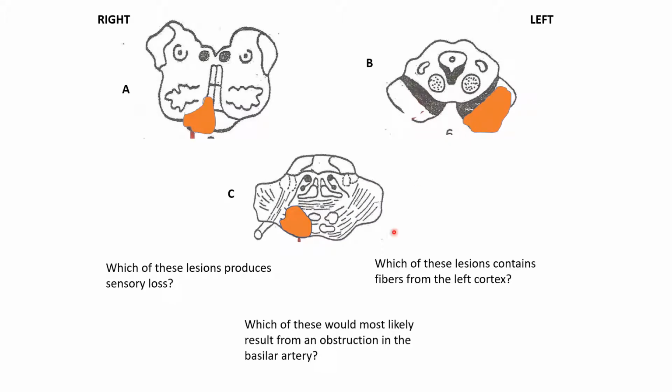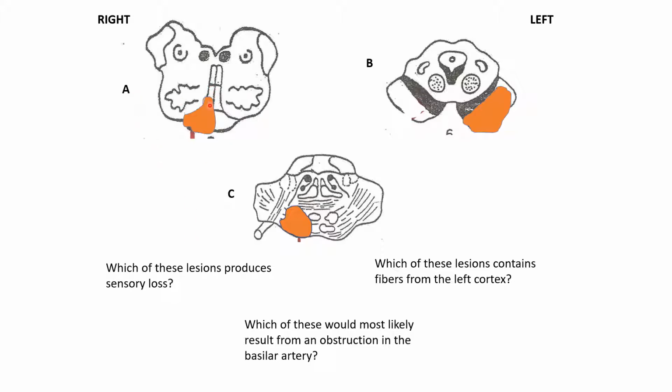We'd now like to look at various lesions and see how they might affect some of these structures. Which of these lesions that we're looking at produces a sensory loss? So we're looking for the dorsal column lemniscal pathway, and when we're up in the brainstem, we're looking for the medial lemniscus, as well as the spinothalamic pathway. Recognize that the medial lemniscus is sitting right here, so A would produce a sensory loss.